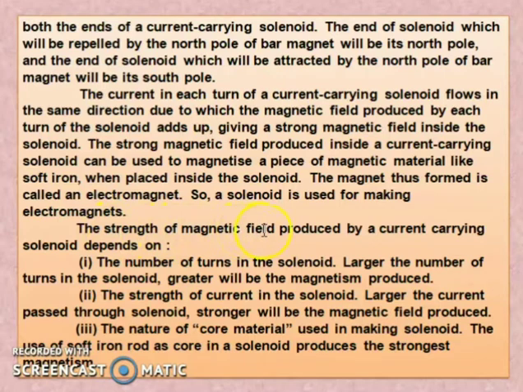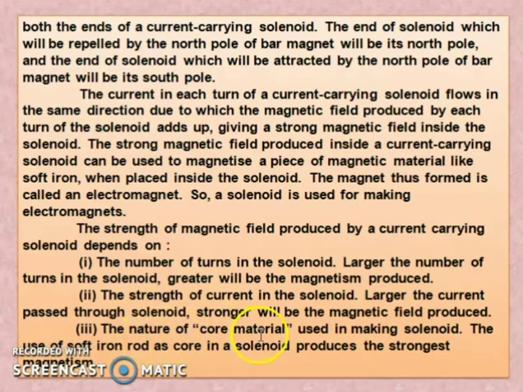The strength of the magnetic field produced by a current carrying solenoid depends upon the number of turns in the solenoid. The larger the number of turns in the solenoid, the greater will be the magnetization produced. It also depends on the strength of the current in the solenoid: the larger the current that passes through the solenoid, the stronger will be the magnetic field produced.